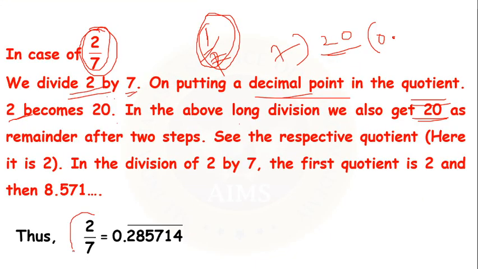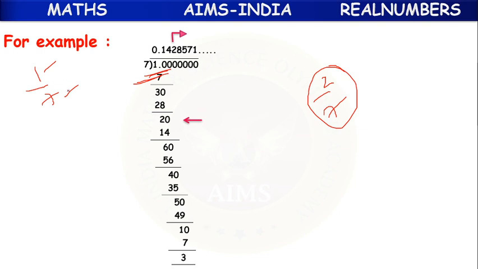So the decimal expansion of 2 by 7 can be written starting from 2: 2, 8, 5, 7, 1, 4. Again 2, 8, 5, 7, 1, 4. Like that. The decimal expansion of 1 by 7 starts from 0.142, but the decimal expansion of 2 by 7 starts from 2.